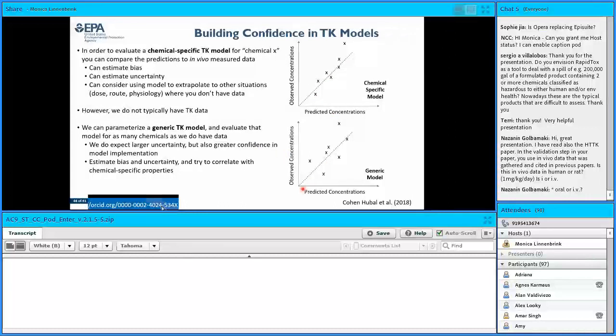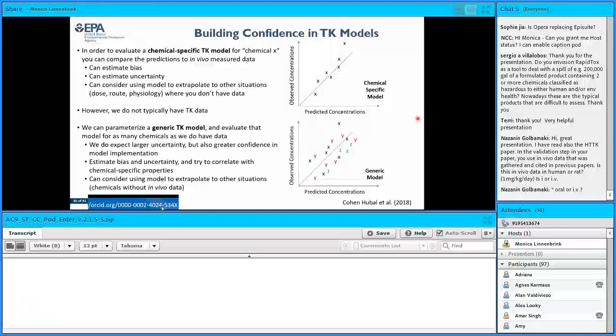But the cool thing about a generic model, so I just said, rather than have a model that does a really good job for chemical X, now we have a model that does a crummy job for chemical X. What's the point? The point is we can also run chemical Y. Oh, hey, it turns out we also do a good job with chemical Y. We can run chemical Z. And it turns out that we always overestimate chemical Z.